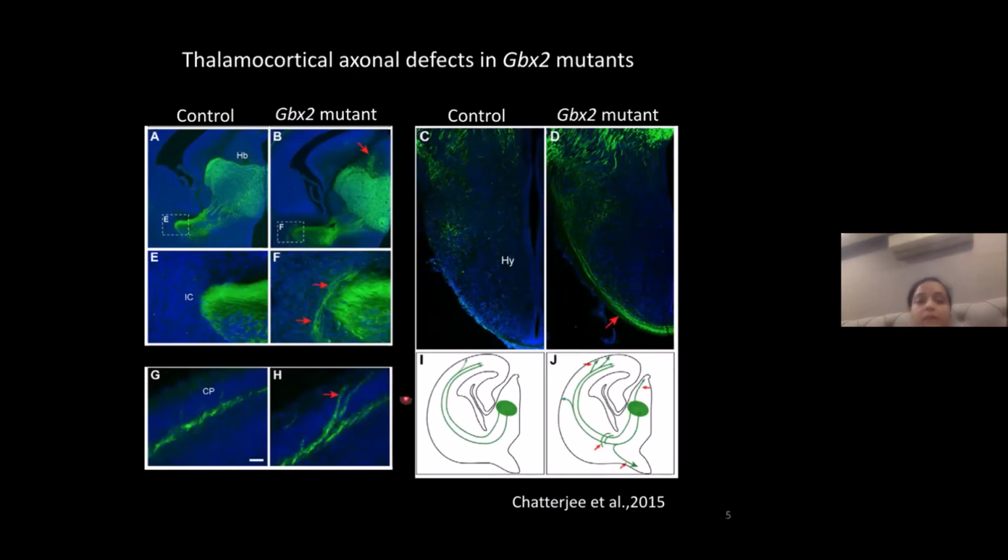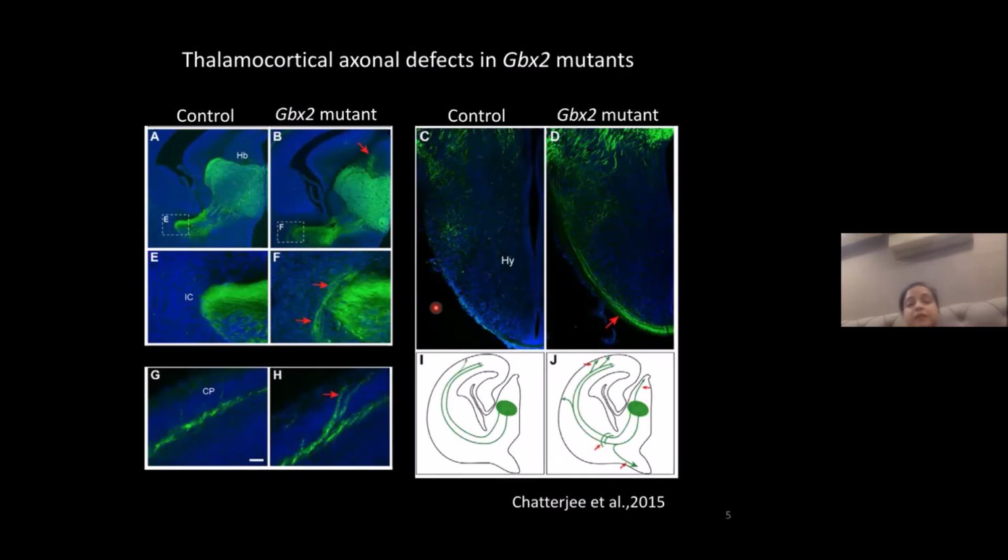Where do they go? Many of them were stuck at an intermediate region in the basal ganglia, which is called the internal capsule. As you see, this is a higher magnification image. The F is a higher magnification image of this area in B. And we saw that many fibers, in fact, aberrantly crossed over, but they did not proceed all the way into the cortex. Even if they did, many of them strayed from the original path and moved into the pial surface, which was much less so in the control.